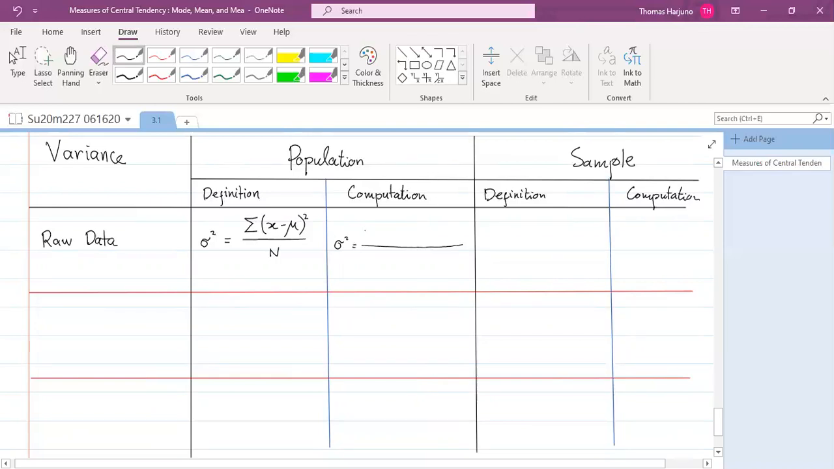What's the formula? That will be capital N, the population size, times the sum of x squared, minus the square of the sum of x, over N squared. Okay. That's the population variance.